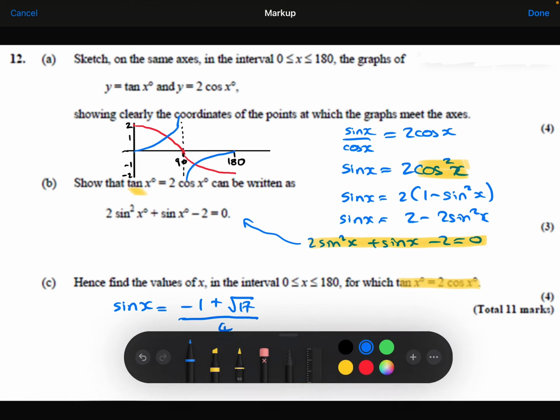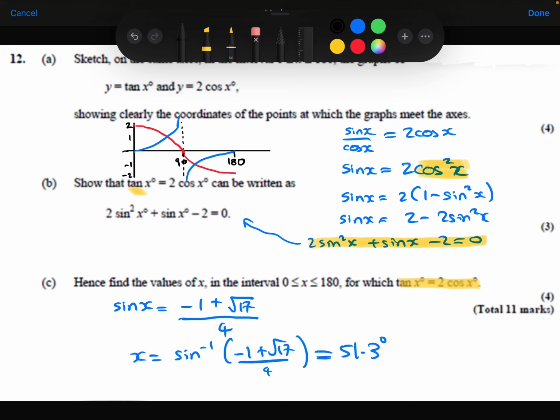which I can then draw a quick sine graph. We're only going up to 180 degrees here. So here's my sine graph. We had our first solution. Here there'll be another solution here. We know this is 51.3, so this is going to be 51.3. And so if I do 180, take away 51.3, I get 128.7. And these are my two answers to that equation.